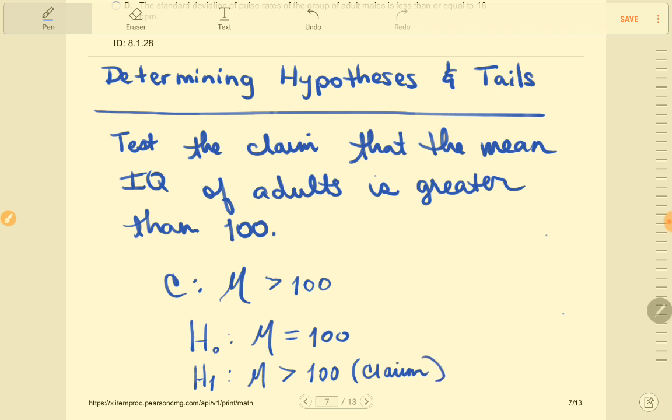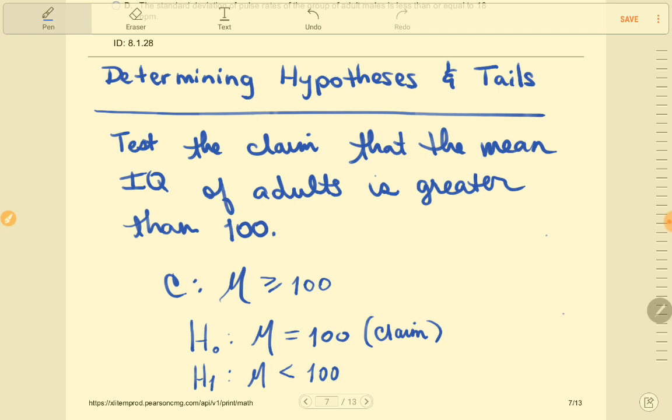All right, so let's do another example. What if we did greater than or equal? What happens then? Then the claim is actually covered by the null hypothesis, and the alternative has to be the complement of the claim. And so that would be a left-tailed test, whereas before it was a right-tailed test.